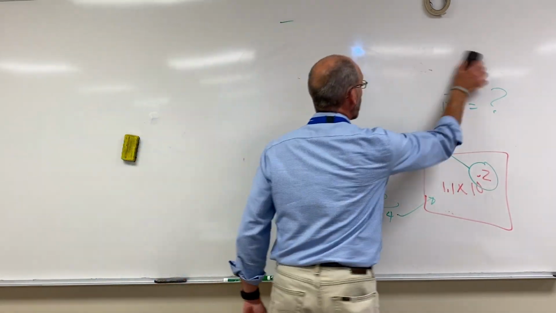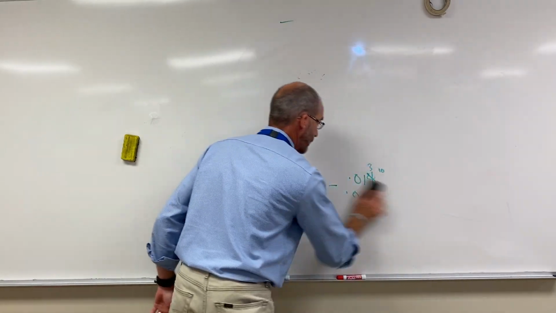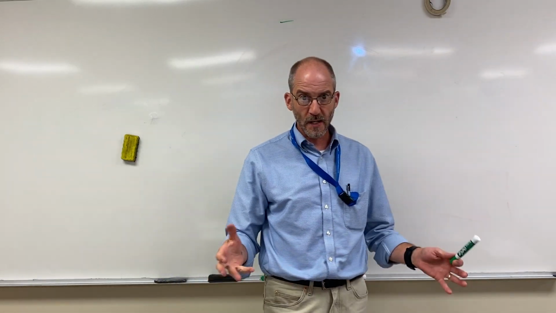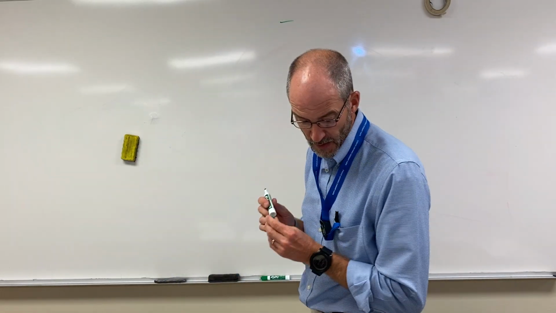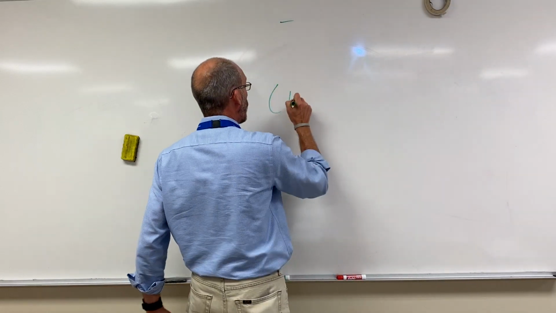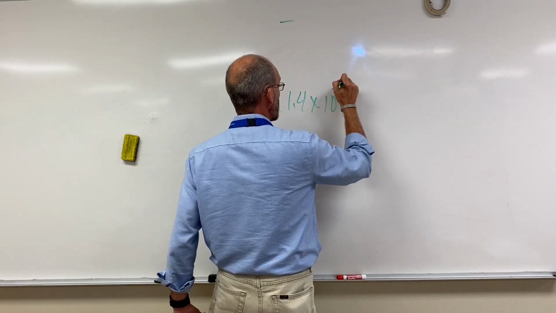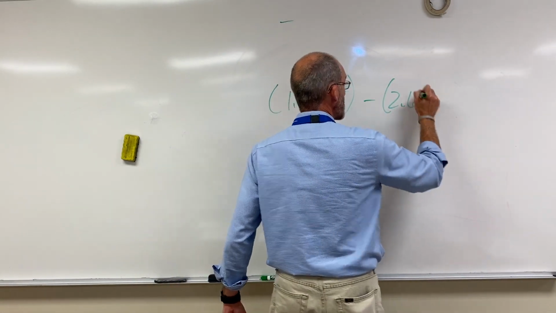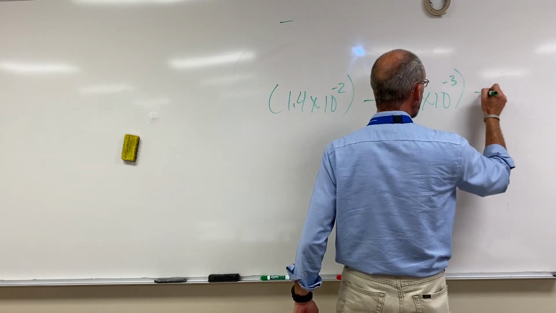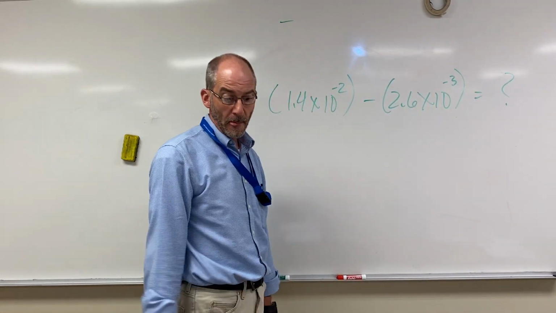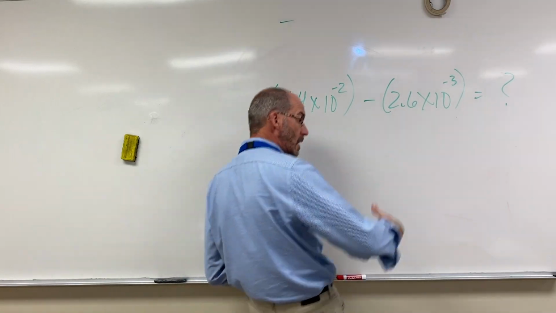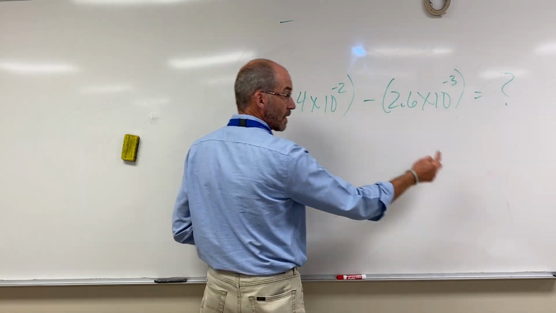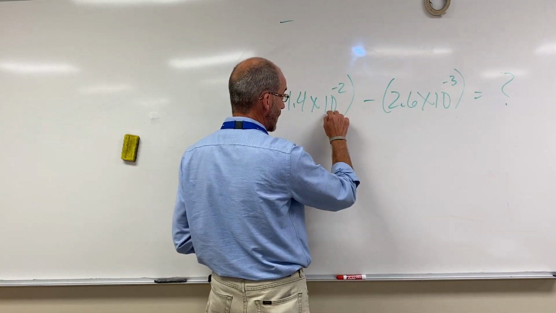So let's go back to the original problem, and let's do it the way we're going to do it, except now you're going to understand, I think, how it all comes together. So you're going to have 1.4 times 10 to the negative second minus 2.6 times 10 to the negative third equals what? Okay, remember when we were done a while ago and we got our answer, remember it was the same times 10 to the negative second, just like this.